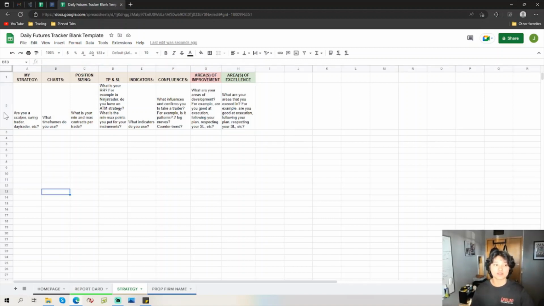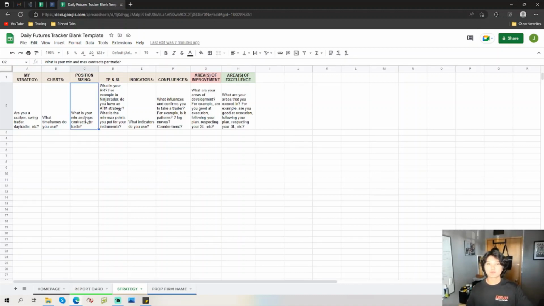So to break down the very first example, the first thing here is going to be my strategy. So that's going to be if you're a scalper, swing trader, day trader, options trader, whatever, you'll go ahead and write that here. Your charts is pretty much what time frames are you going to be using: the 5-minute, the 4-hour, the daily, the weekly, the monthly, 20-second chart. Position sizing is your minimum and maximum of contracts that you are allowed to use per trade.